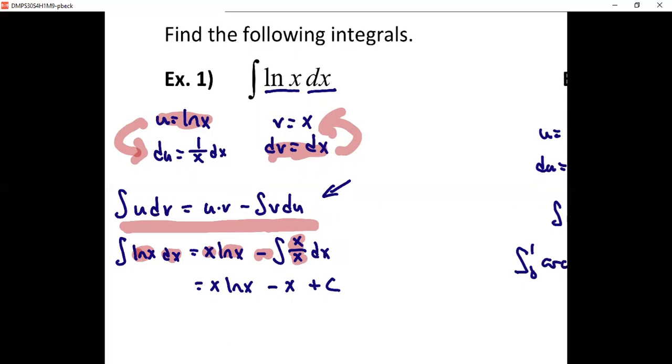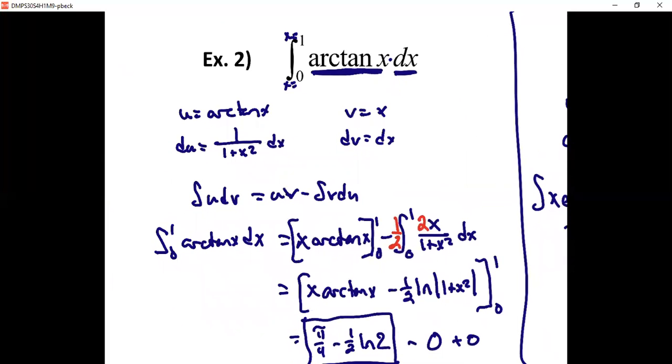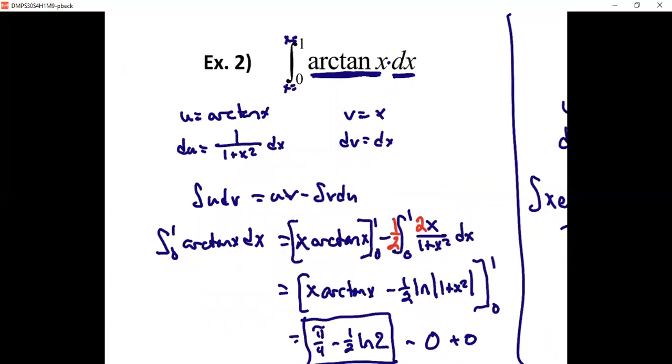Now, a lot of times you will see this written as x times natural log of x minus 1 plus c. You are welcome to keep it unfactored. You're welcome to factor it. Both answers are really going to be important for us. So, second problem is what happens when we have a definite integral with an integration by parts problem.